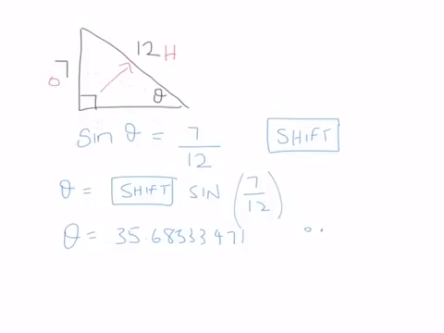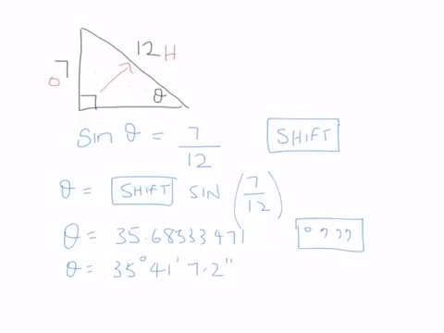But if we want degrees and minutes, there's a bubble button. It looks like something like that. If you press that, that will tell you your answer in degrees, minutes and seconds. So you get 35 degrees, 41 minutes and 7.2 seconds. We don't normally have to go to that level of accuracy.